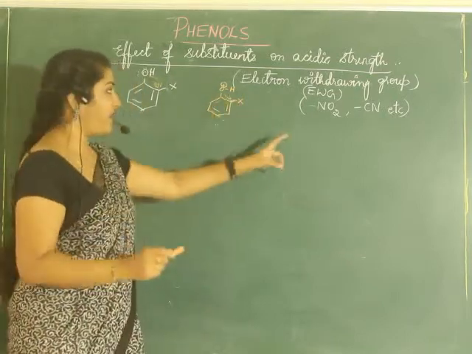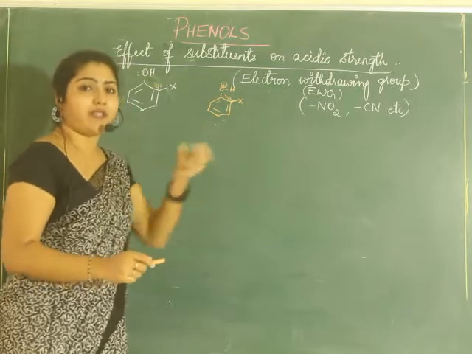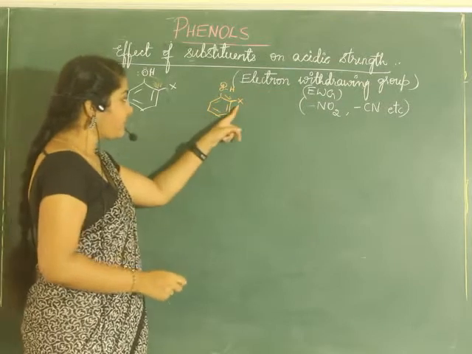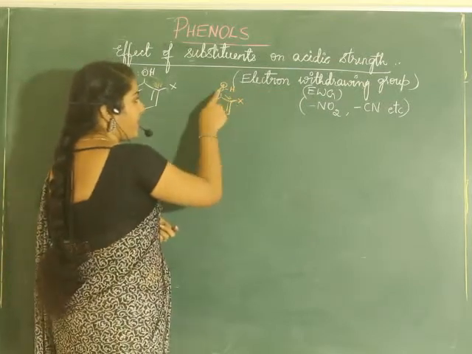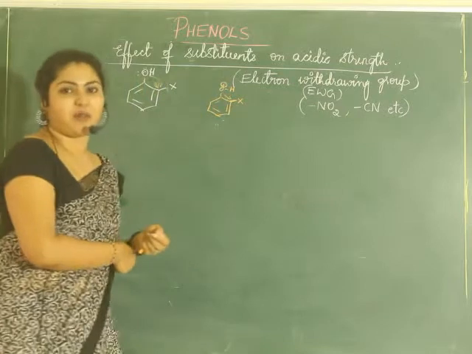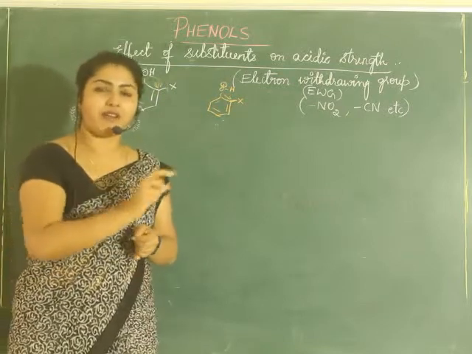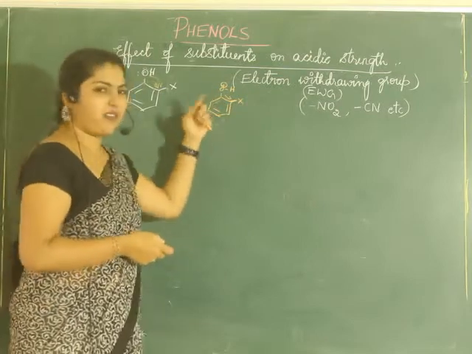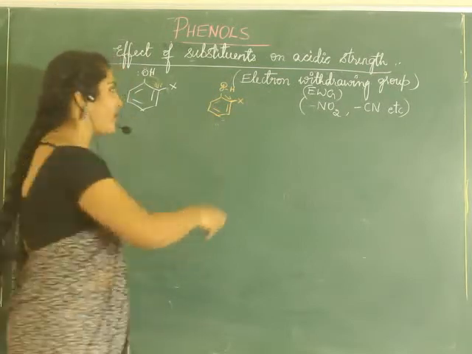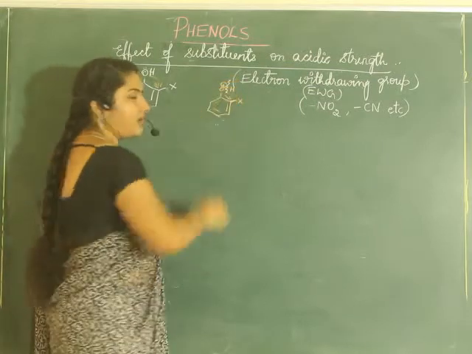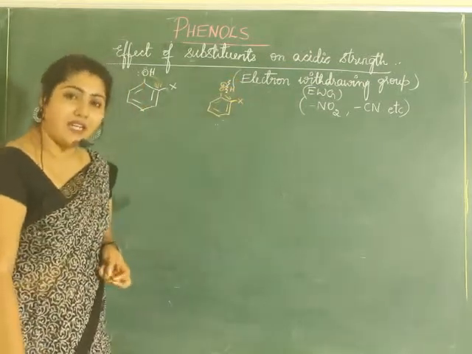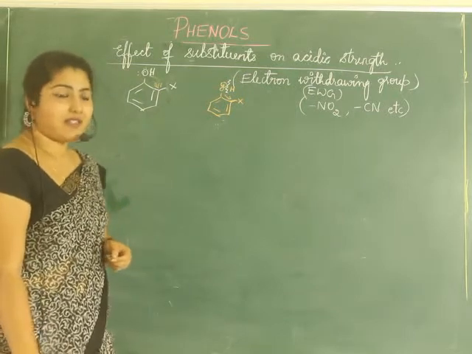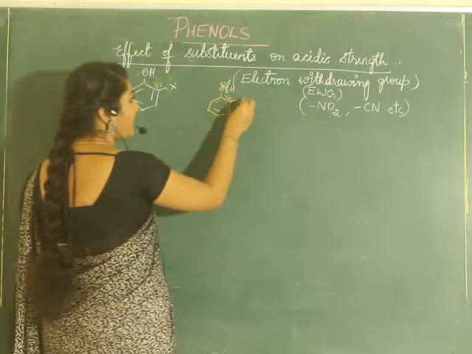Are you getting the point? If it is an electron withdrawing group, withdrawing means the one which pulls the electron towards itself, then oxygen becomes positive. Now what happens to hydrogen? Hydrogen will think, I got bonded with oxygen because it was electronegative. Now it has acquired a positive charge, so it will plan to break the bond. Can it donate H plus or not? It can easily donate H plus ion.